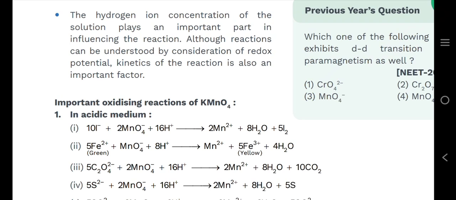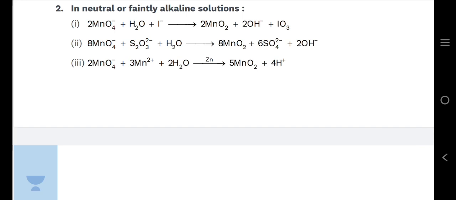These are the following reactions. For example, Fe2+ plus MnO4- plus 8H+ gives Mn2+ plus Fe3+ plus 4H2O. C2O4 2- plus MnO4- plus 16H+ gives Mn2+ plus H2O plus CO2. S2- plus MnO4- plus H+ gives Mn2+ plus H2O plus S.